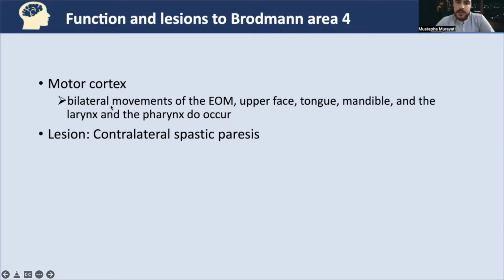And there is a little note here that tells us that there is bilateral movement of the extraocular muscles, upper face, tongue, mandible, larynx, and pharynx. So it's not a unilateral contralateral movement for these structures only. It is bilateral.